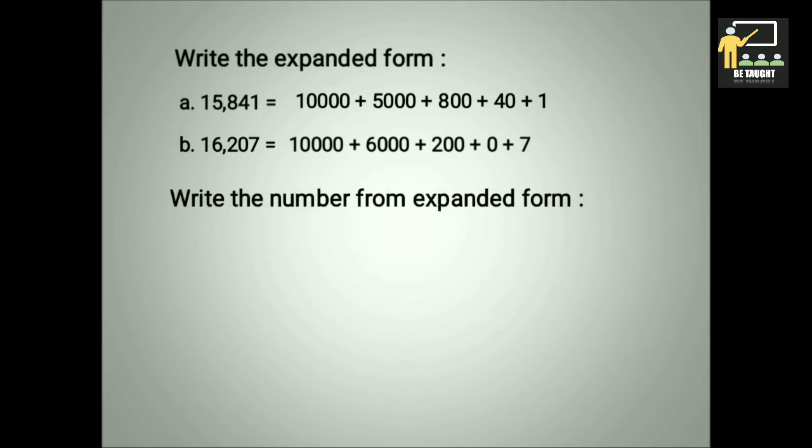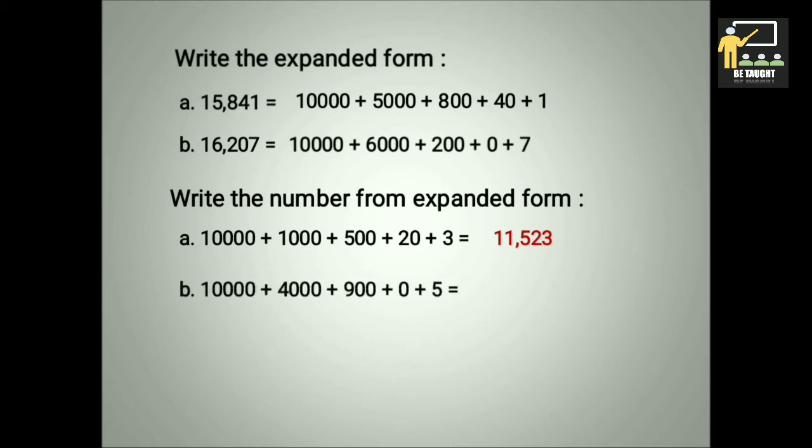Write the number from expanded form. 10,000 plus 1,000 plus 500 plus 20 plus 3. So the number will be 11,523. We'll see one more sum. 10,000 plus 4,000 plus 900 plus 0 plus 5. So the number will be 14,905.